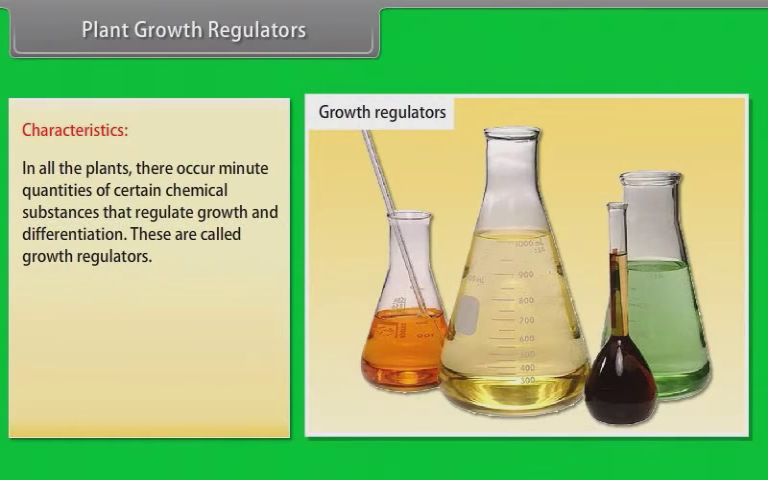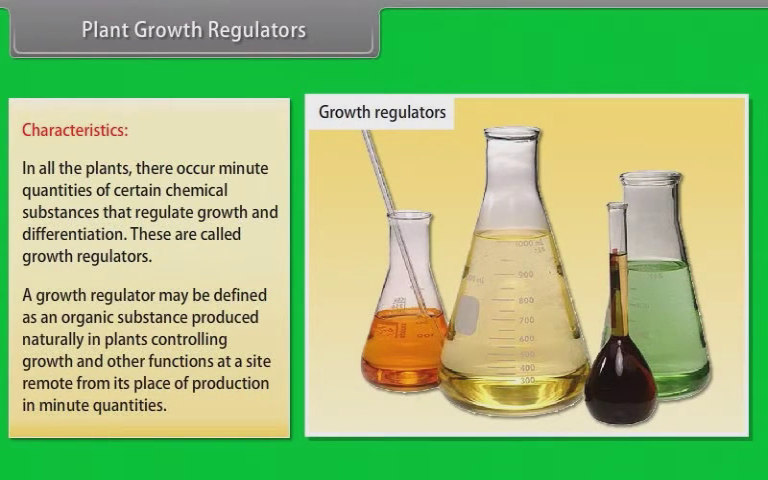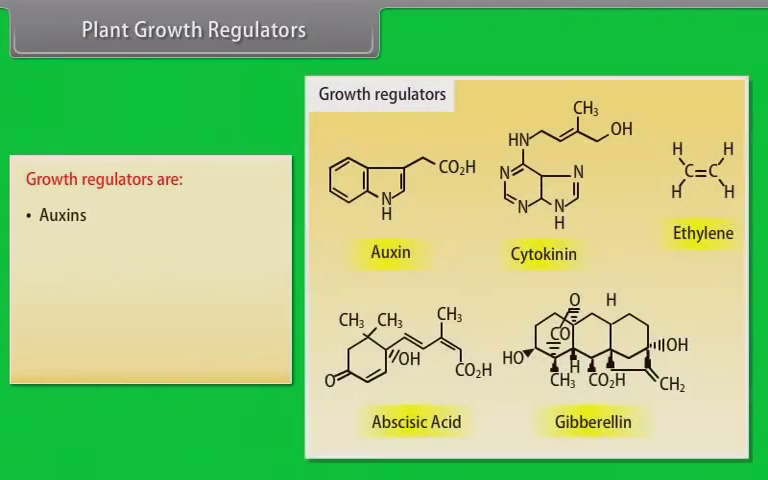Plant growth regulators. Characteristics. In all plants, there occur minute quantities of certain chemical substances that regulate growth and differentiation. These are called growth regulators. A growth regulator may be defined as an organic substance produced naturally in plants controlling growth and other functions at a site remote from its place of production, in minute quantities. These are auxins, gibberellins, cytokinins, ethylene, and abscisic acid.